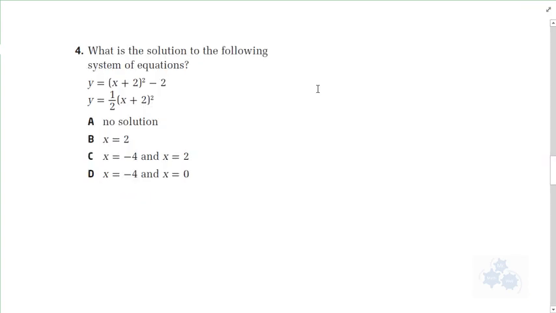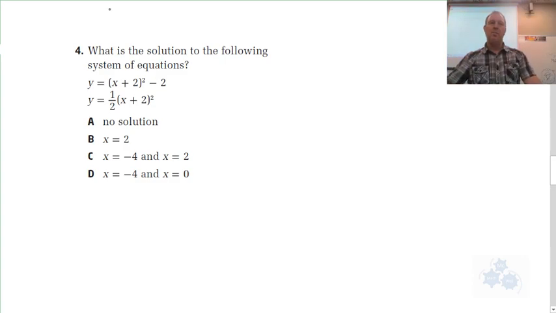All right, so let's take a look at number 4 on the chapter test here. This one says, what is the solution to the following system of equations? So now we're asking about what is the solution. Now it doesn't say whether we get to use a graphing calculator or do it algebraically, so maybe I'll do it both ways for you. Okay, so if you're given something like this, we see that we have a squared and a squared.